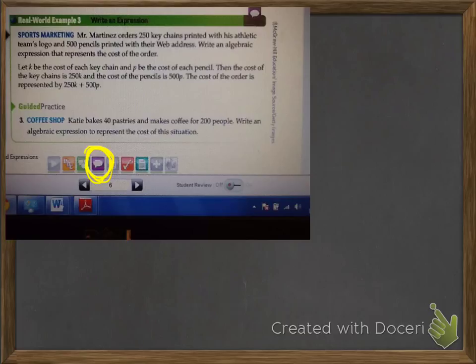All right, so let's look at this problem. Mr. Martinez ordered 250 keychains printed with his athletic team's logo and 500 pencils printed with their web address. Write an algebraic expression that represents the cost of the order. Okay, this one's very easy. They already have the answer, but let's look at the reasoning why. We've got the 250, and we know they're keychains, so I put a K representing the keychain, so 250K. Plus, I'm ordering also 500 pencils, so 500, and I'm going to let P represent pencils. That way I know I'm ordering 250, and whatever the cost of the keychains is, I can put that cost in place of the K, or the cost of the pencils in place of the P.